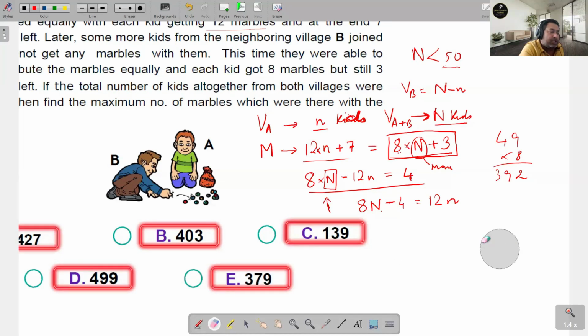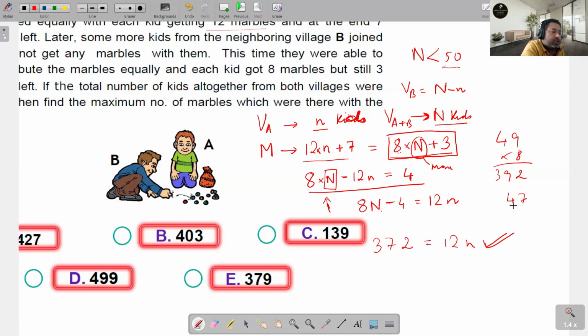So we'll check the next one, which is 48. If we do 48, we'll get 8 times 48, that is 384, minus 4 will be 380. Is 380 a multiple of 12? That's also not a multiple of 12. It's not working out. All right, we'll go another one down. Look at 47. So we'll get 376 minus 4, which is 372, is equal to 12n.